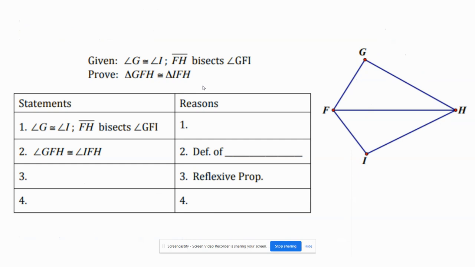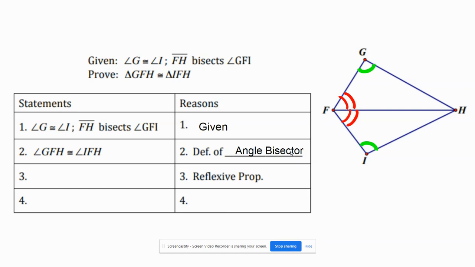Going on to our next one here. They've given me information about angle G and angle I, which has been given to me. And I also know that FH bisects angle GFI. So I know this first thing is true because it's been given to me. And I know that these two angles here, GFH and IFH, are going to be congruent because that's what it means for an angle to be bisected. So I know these two things are true because of the definition of an angle bisector.